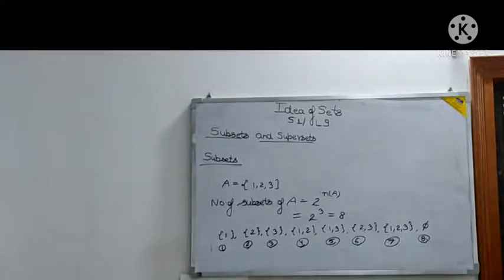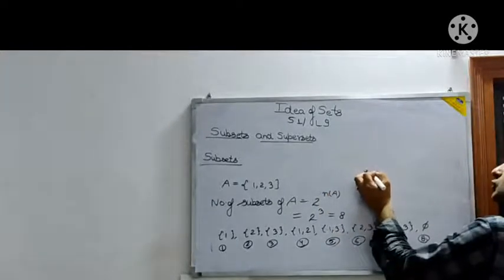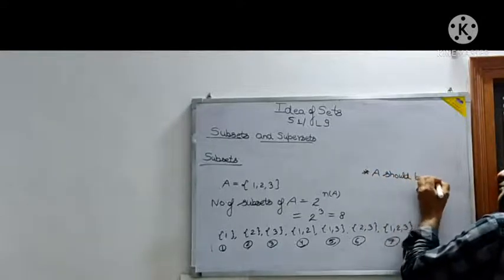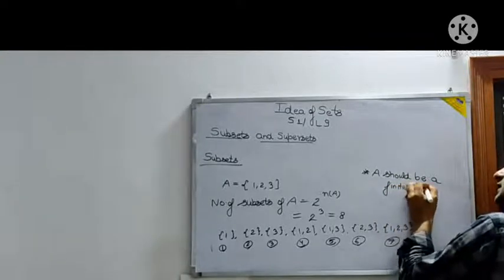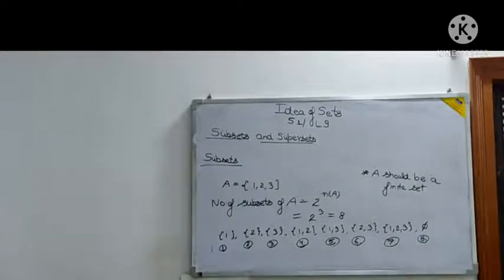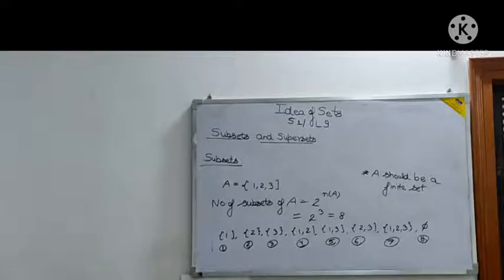And one more thing. If you are talking about n of A, this note should also be there: A should be a finite set. It should be a finite set. So questions can be given like, find the number of subsets. In that case you have to write all the subsets.